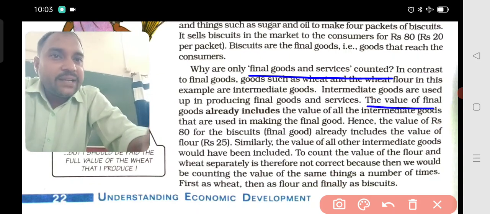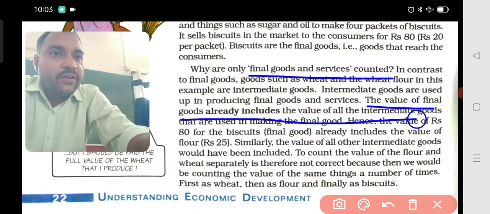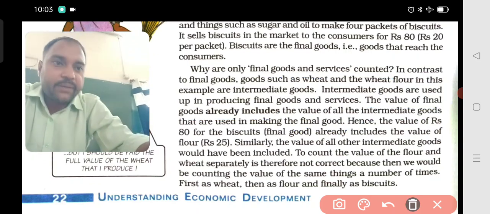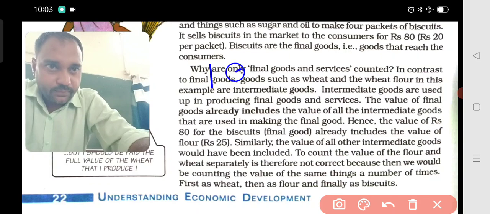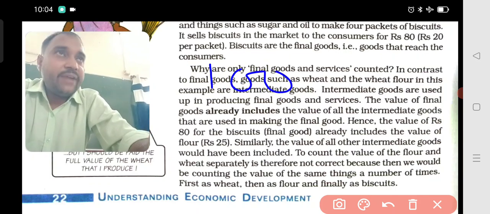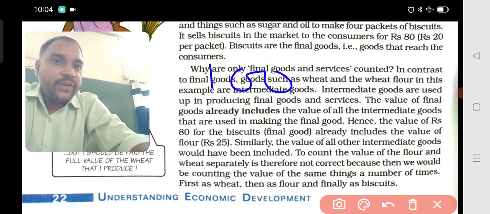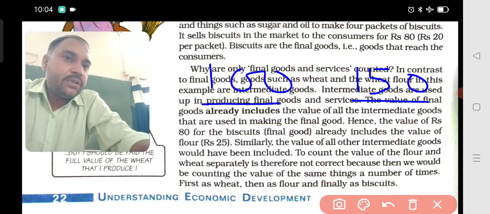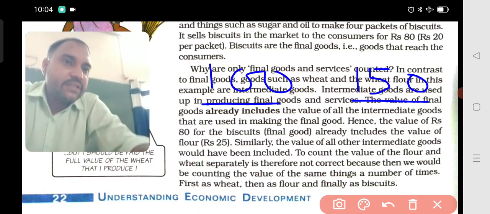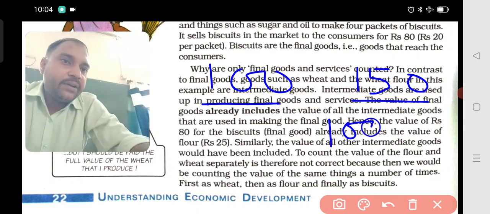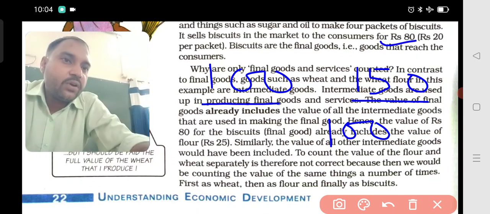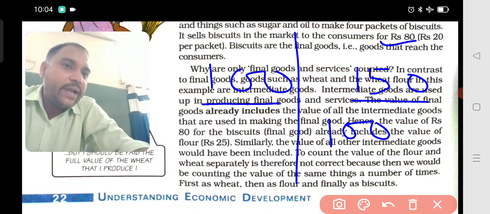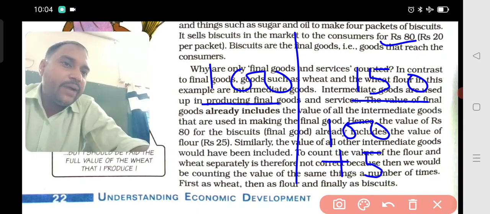The value of final goods is already included in the value of the intermediate good. I again repeat my example. When a wheat owner sells wheat for rupees 100 and a flour owner sells the flour for rupees 150, it simply means 100 rupees of cost, for the flour mill owner, is the cost of the raw material, and 50 rupees is the value addition.